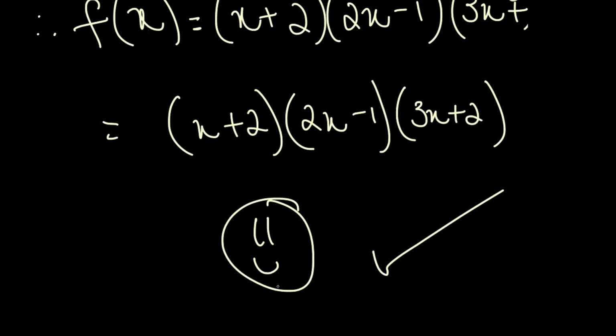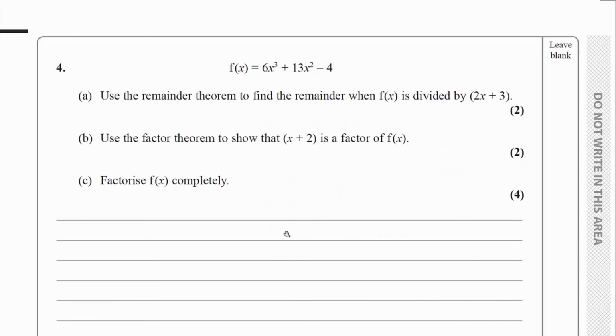All parts A, B, and C using exactly what the examiner asked us to do. We used the remainder theorem for part 1. f of b over a is used to solve that question. Use the factor theorem to show that x plus 2 is a factor of f of x. Here we substituted in minus 2 into the equation to give us an answer of 0. That's what we had to show. x plus 2 would be a factor if, when minus 2 is substituted into f of x, it gives us a 0, which we found.